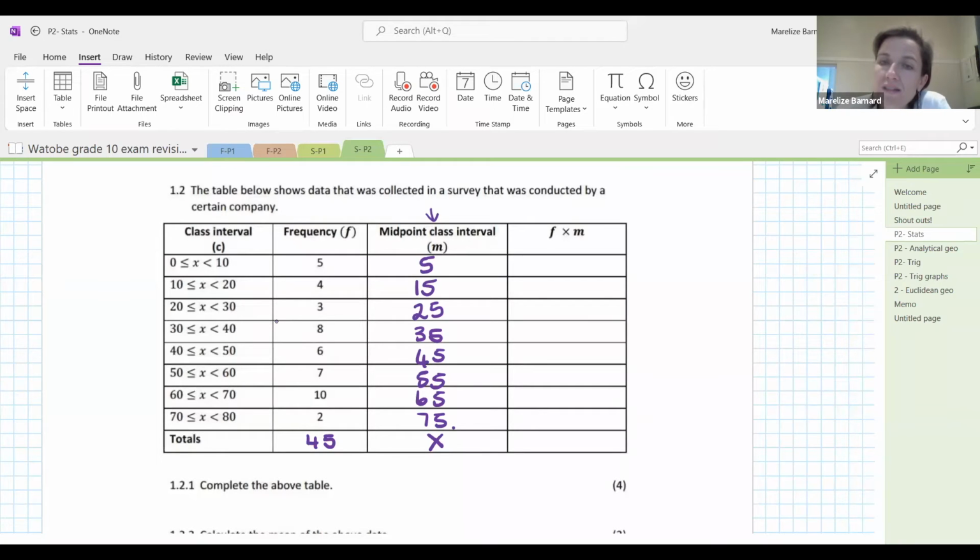Okay, and now what does this mean? F times M. That means we have to take this column and times it by this one. So 5 times 5 is 25, 4 times 15 is 60, etc. Do that now, finish this last column, F times M, and when you get to the end, add it all up for a total. Pop your answer in the chat when you have the total for F times M.